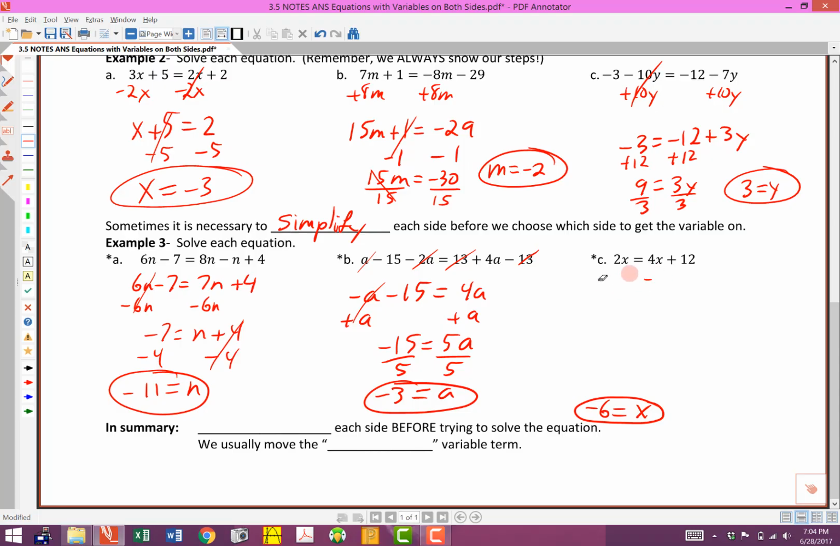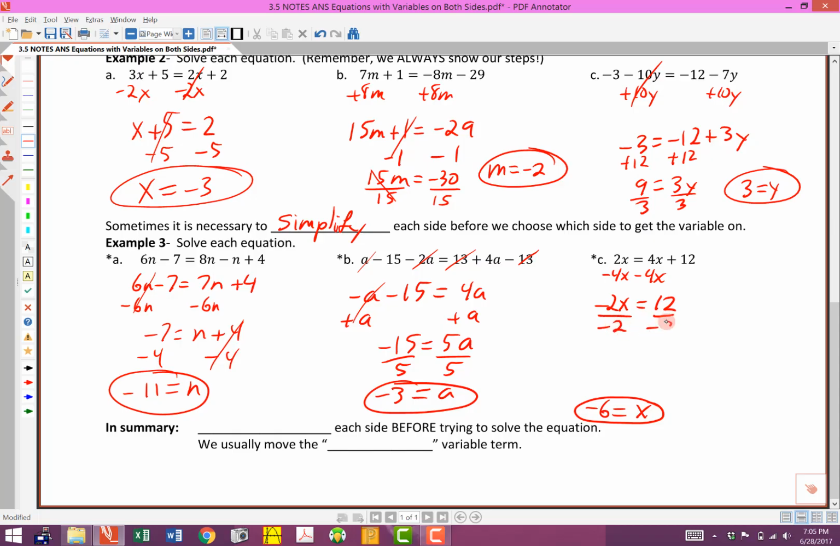So let's think about this. This side has a variable term and a constant, a plain old number. This side just has a variable. So we might be able to save ourselves some work by doing this. Let's just move that variable term. So we get the variable is all on one side, negative 2x, and we've got a number over on the other side, just a 12. And now we're only one step away from solving this.